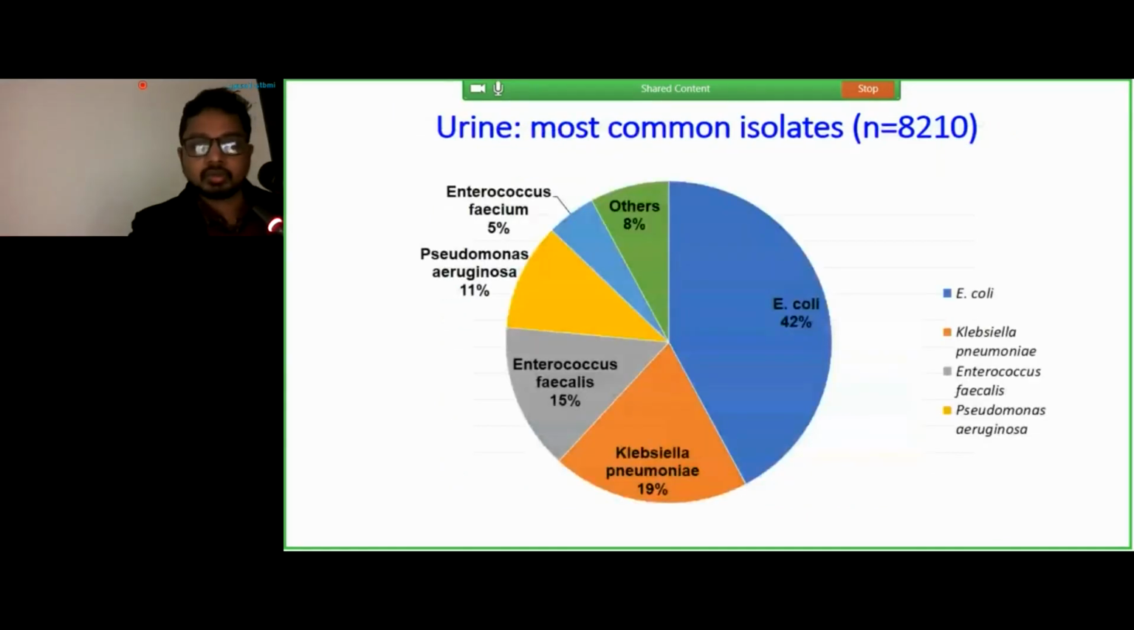Among the urine samples, the majority of UTIs come from the outpatient setting, the OPD setting, and E. coli is the major cause of uncomplicated cystitis. We found around 42% of UTI cases were due to E. coli. Among hospitalized patients or catheter-associated UTIs, we found Klebsiella pneumoniae around 19%, gram positive Enterococcus around 15%, and other gram negatives like Pseudomonas aeruginosa 11% and Enterobacter 5%.